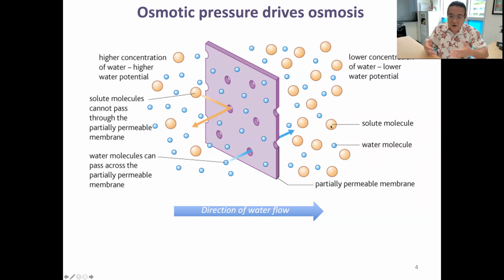Because it's dissolved in water, we can call it a solute, because it's a solute that's floating around in water. And then the little blue balls are the water molecules. On the other side of this membrane, maybe on the outside of the cell, you would have a lower concentration of things like proteins, right? So what does that mean?